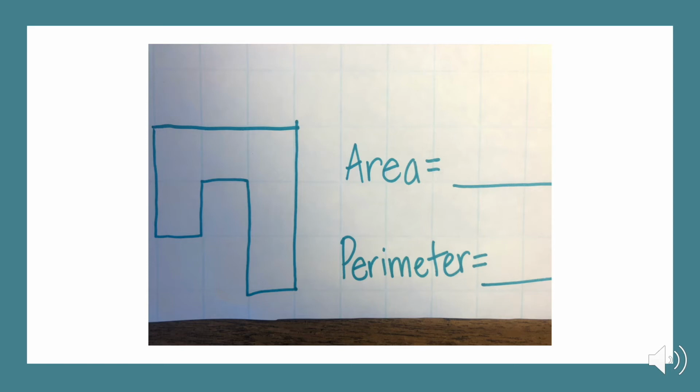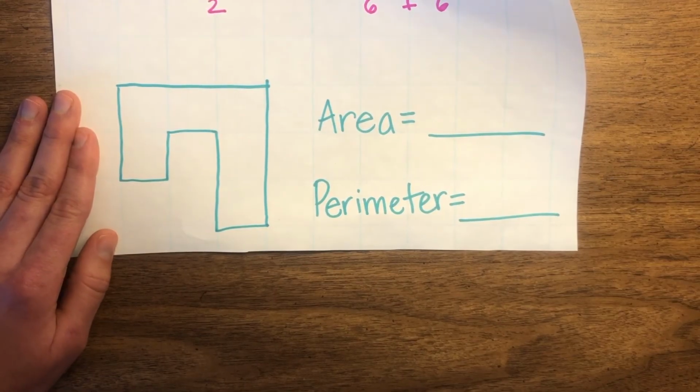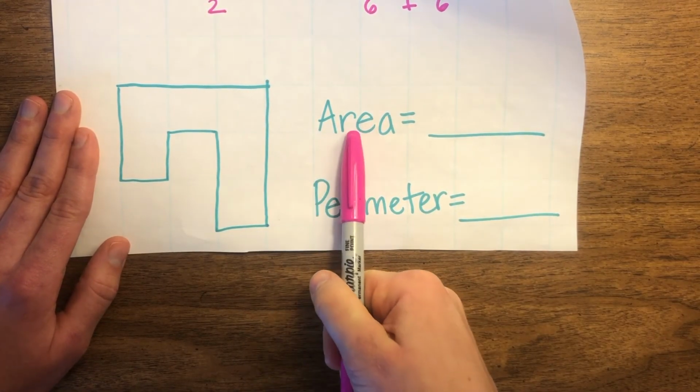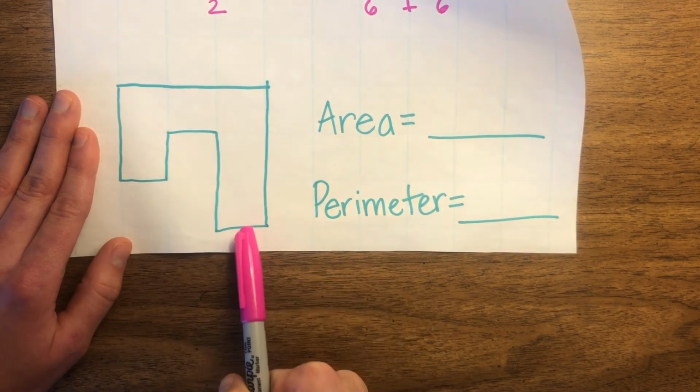What is perimeter? Think about it. Draw this object. Count up the sides. Count up the middle. Try to figure it out and press pause, then play when you're ready to see how I did it. Okay, now remember, area is the space inside.